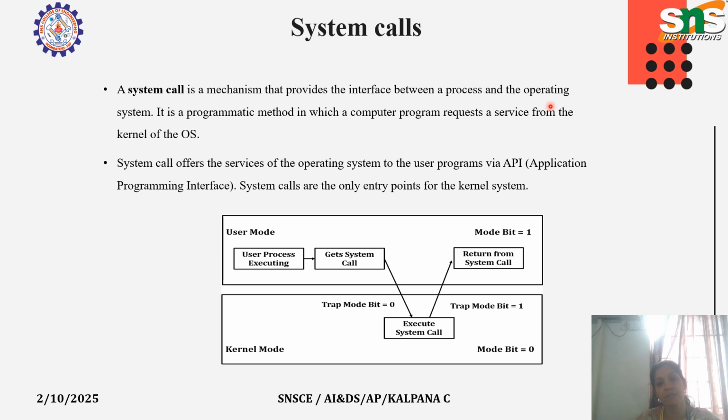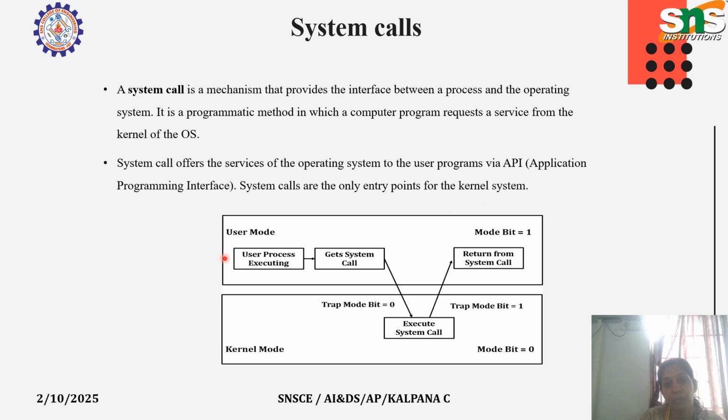The user process is running and it requests some service to be done. At that time, with the help of system calls only, the service will be provided to the user program. So it acts as a bridge between your user process and the operating system. Your system calls offer services of the operating system to the user program via your application programming interface. So the system calls are the only entry point for the kernel system. You can communicate with the operating system with the help of your system calls alone.